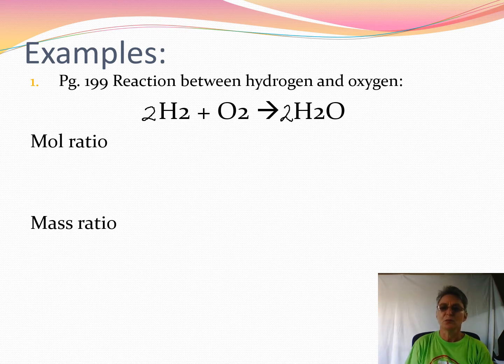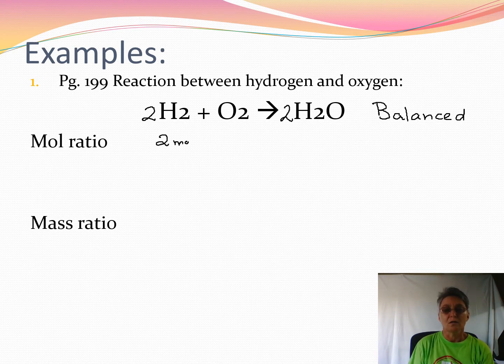So the important thing is that you need a balanced equation. That means that the number of atoms on the left hand side of each element equals the number of atoms on the right hand side of that element of the reaction equation. So from this we get the mole ratio. 2 moles of hydrogen will need 1 mole of oxygen to make 2 moles of H2O.